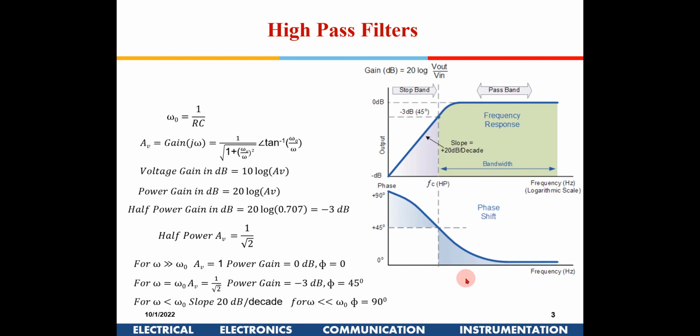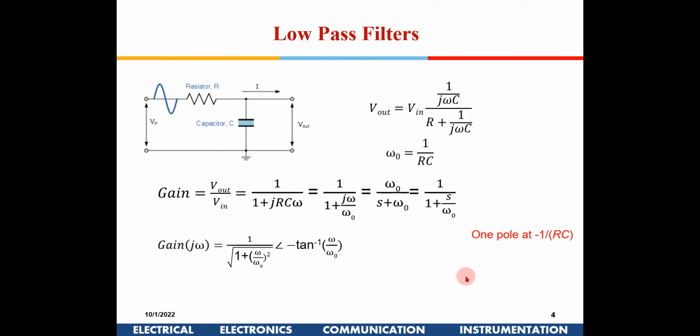So this is how a high pass response would look. Similarly, I could have a low pass filter also. There is a resistor here, capacitor here. At very low frequencies, this will be open circuit, so you will have the entire signal coming. At high frequencies, this will become a low impedance, and hence the voltage will start getting attenuated. So this is known as a low pass filter.